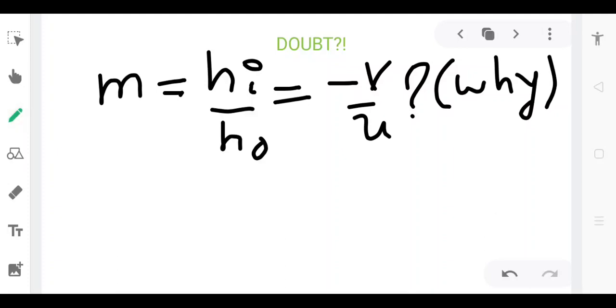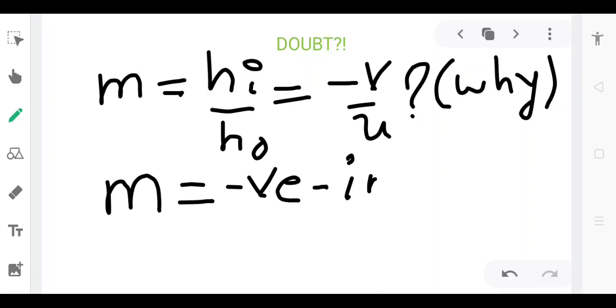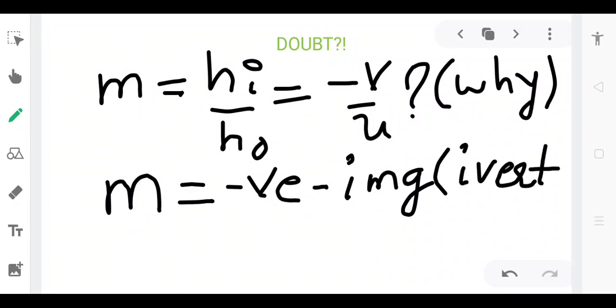First of all, we should know two conditions. If m equals, you are getting a negative value, so the image is inverted. If an image is inverted, you should commonly remember that it will be real.